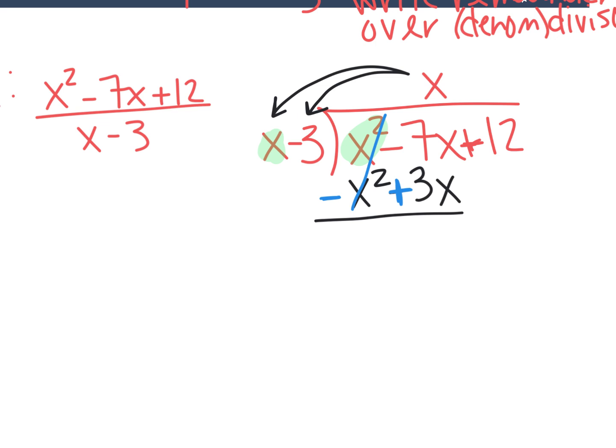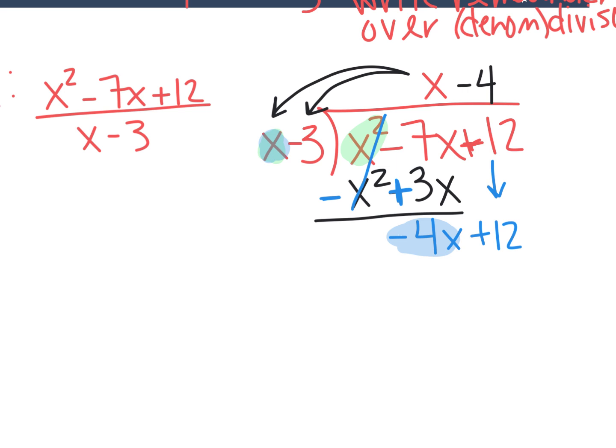Now be careful with your signs. Use your calculator if you're not sure. Negative 7x plus 3x, negative 4x. What am I going to do with that 12? Bring it down. And now we got to do it all again. So now my leading term is still this x, but now it's a negative 4x as well. So what do we multiply by x to get negative 4x? We multiply negative 4.